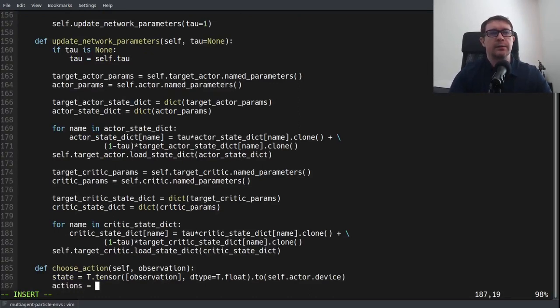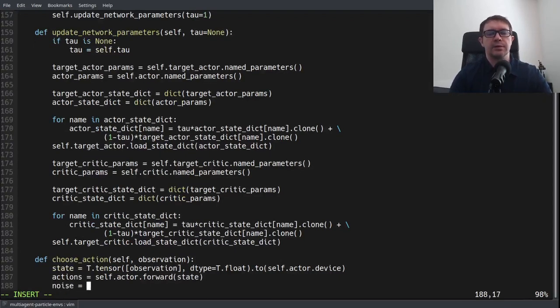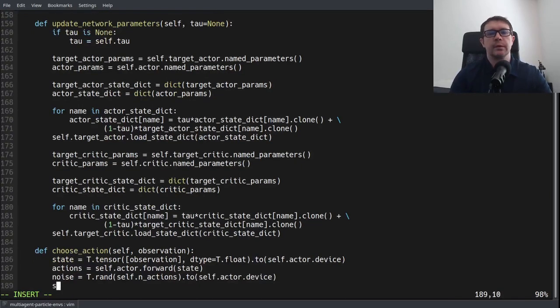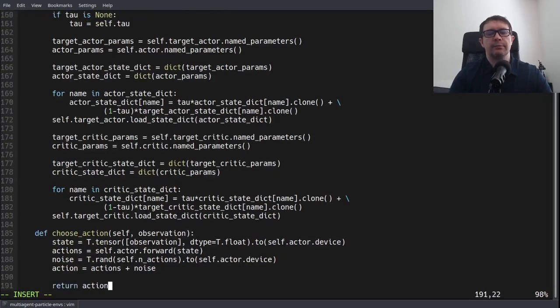Go ahead and perform your forward propagation and say noise t.rand self.nActions to self.actor. Again, it has to be a CUDA tensor. And then our action equals our actions plus noise. Then we have to return action detach CPU numpy sub-zero because we can't pass a PyTorch tensor into the environment and expect it to function. We have to actually get out our actual numpy array, and it returns it as a tuple of a numpy array, so you have to index the zeroth element.